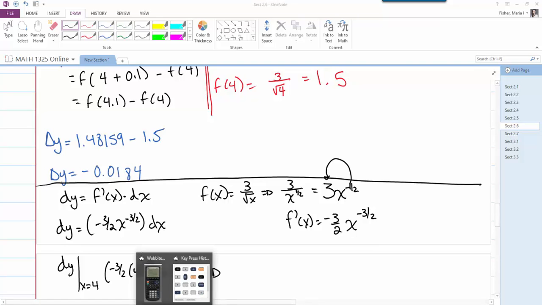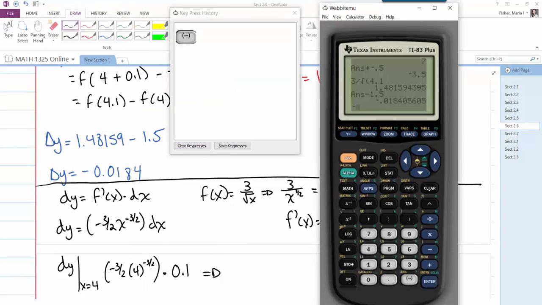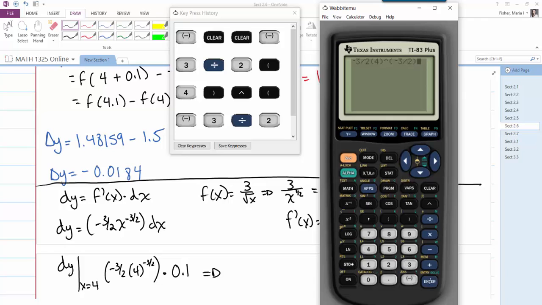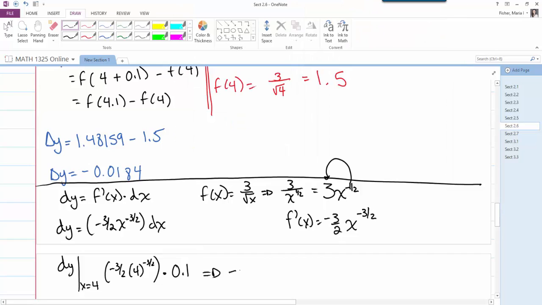So grab a calculator and figure this out. We have negative 3 halves times 4 raised to the negative 3 halves. Hit enter, and I'm going to take this and multiply it by 0.1. And I end up with negative 0.01875.